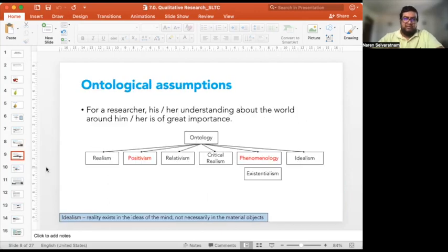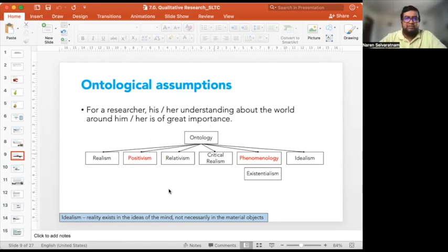Now, with all of this, I'm going to take you through ontological assumptions. For a researcher, his understanding about the world and the nature of reality is very important. So understanding the nature of reality is what we call ontology. Okay, so ontology gets divided into multiple components, and there are a lot of other philosophies as well underneath this, but I am going to just focus on a few that I know. Realism, positivism, relativism, critical realism, phenomenology, idealism, and existentialism.